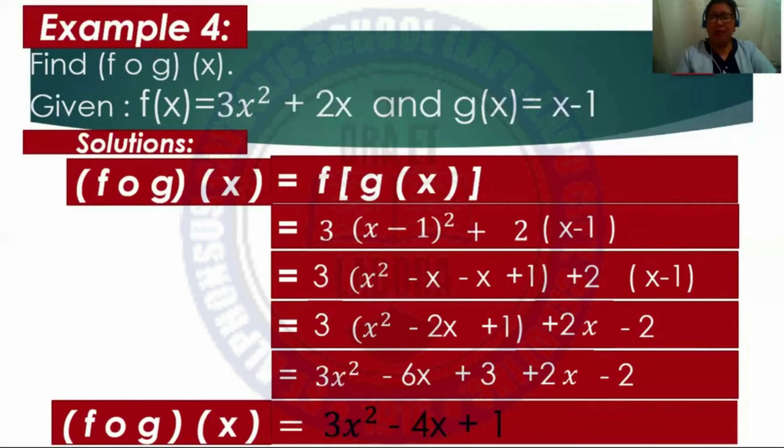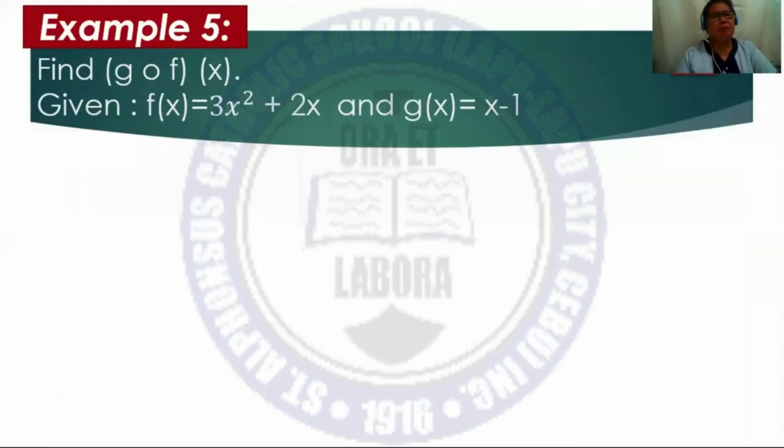Do you have questions? None? Let's proceed. Let us have example number 5. Find g circle f of x given f of x is equal to 3x squared plus 2x and g of x is equal to x minus 1. We just interchange the position of f and g in number 4.